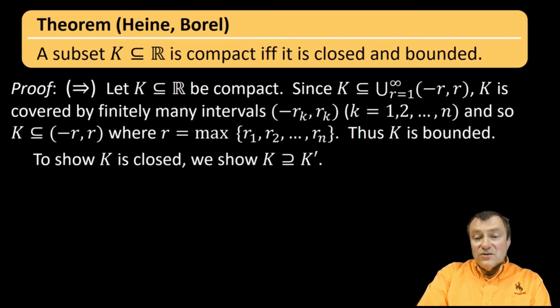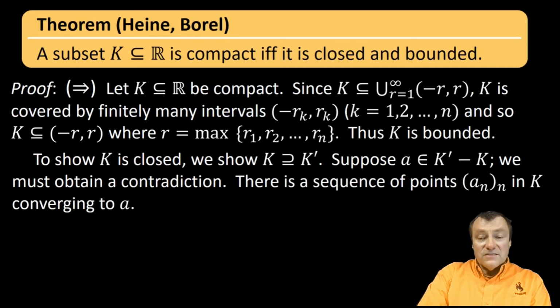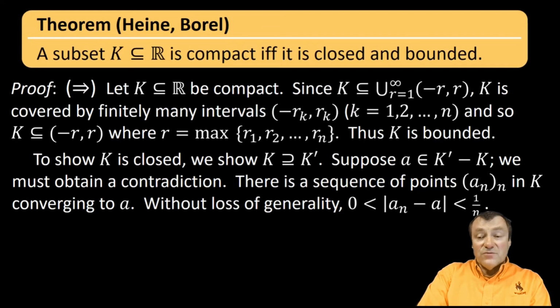To show that K is closed, we show that K contains all its limit points. Suppose little a is a limit point of K, but outside K. We need to find a contradiction. Since little a is a limit point of K, there's a sequence of points in K converging to little a. Remember that the point little a itself is outside K. For convenience, we can assume that the distance from a_n to a is less than 1 over n. If this doesn't hold, then we could replace a_n by a subsequence that does have this property.